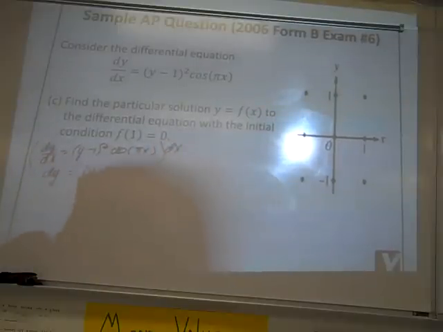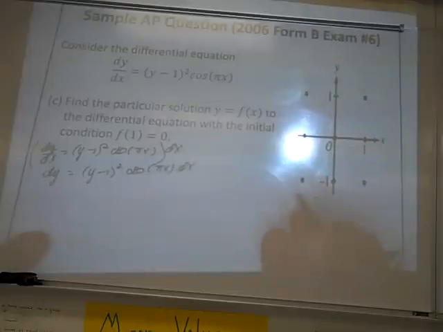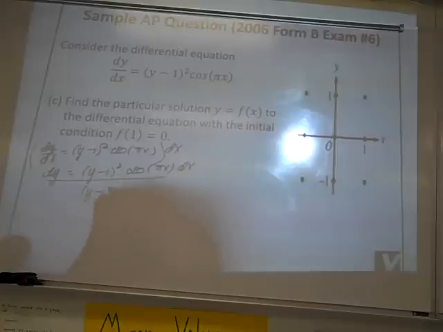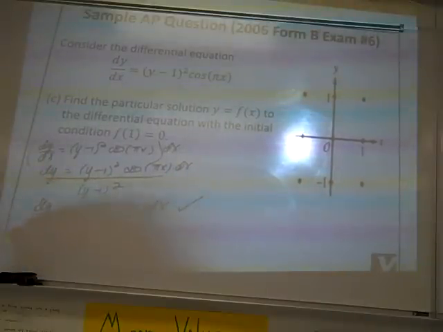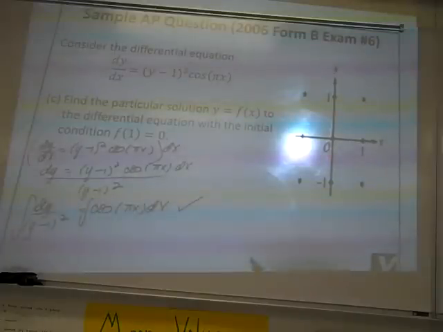And we get that dy equals (y - 1)^2 cosine pi x dx. I'm going to divide both sides by (y - 1)^2. I can see I'm running out of room. dy over (y - 1)^2 equals cosine pi x dx. They award you the first point if you properly separate your variables. We're going to integrate both sides.